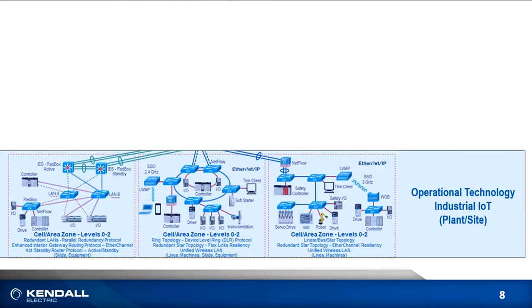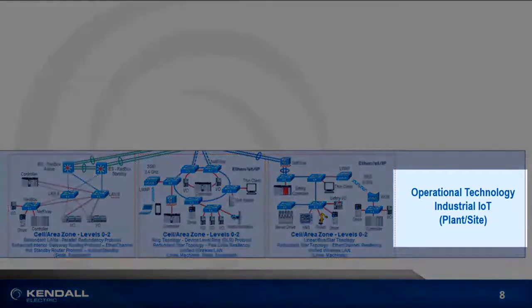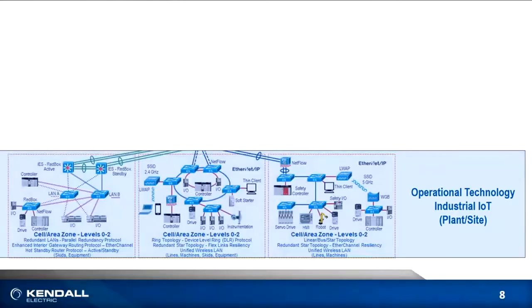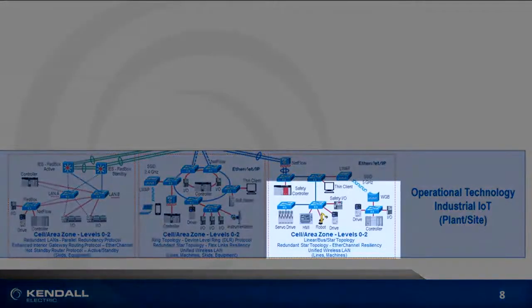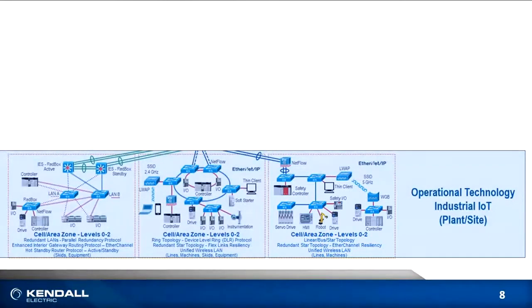Here's just an example of the different levels of a converged plant-wide Ethernet architecture. As you can see highlighted in blue, this is what we call our operational technology, our plant site level. This is where your control systems typically live. And as you can tell here, we're showing 3 different areas or cells. Each plant is going to be different. We could have multiple cells and areas.